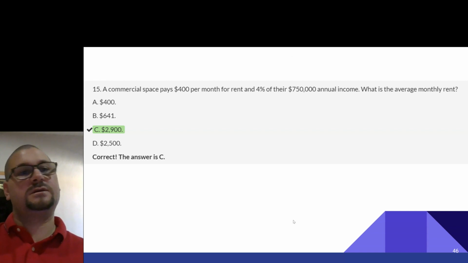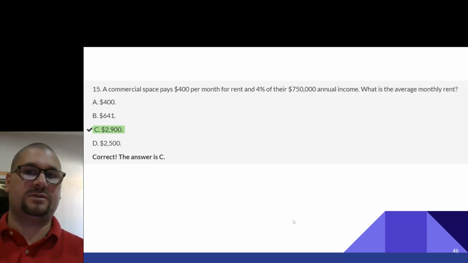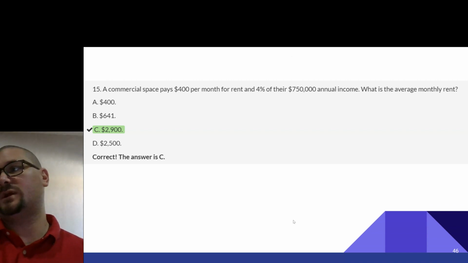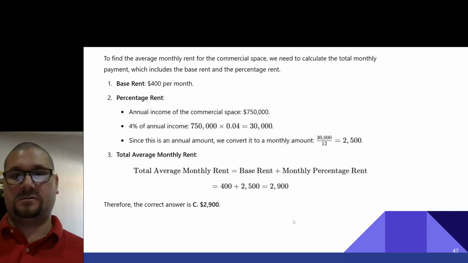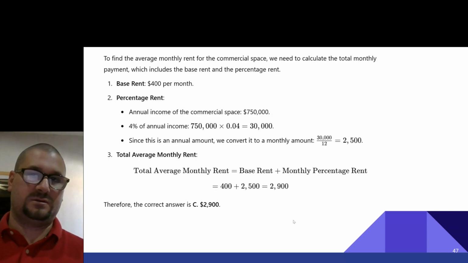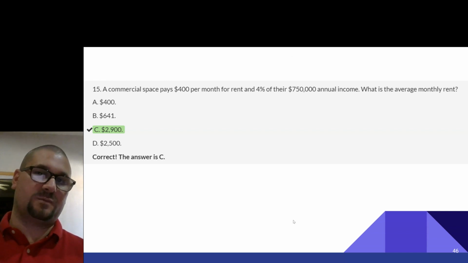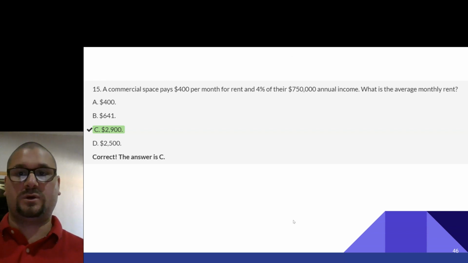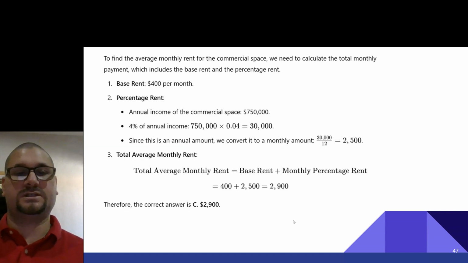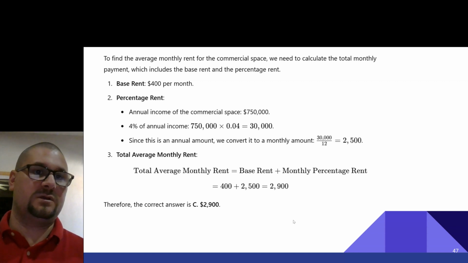Commercial space pays $400 per month for rent and 4% of their $750,000 annual income. What is the average monthly rent? So average monthly rent is the rent plus the monthly percentage rent. So $400 plus a number, right? Take 750 grand times 4% and divide it by 12 to get 2,500, plus the 400, you get 2,900.